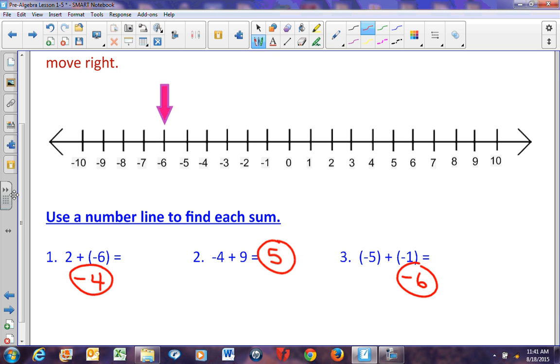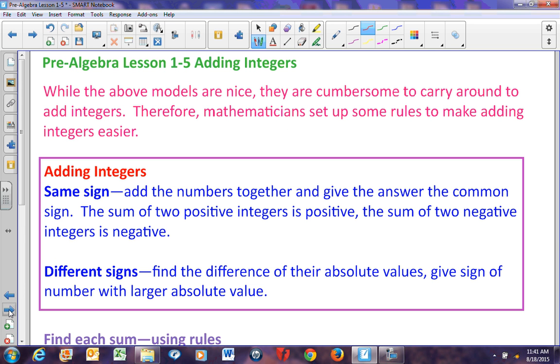Now, as helpful as these models are, they can also be very cumbersome. To try to add integers by constantly carrying a number line or a bunch of red and yellow tiles would be very difficult, because eventually you're going to get very large or very small numbers that are going to be really hard. I don't want to have to carry 572 negative tiles in my pocket and then 321 positive tiles in my pocket, and then have to match up a negative to a positive until I have the number left. That would be very cumbersome.